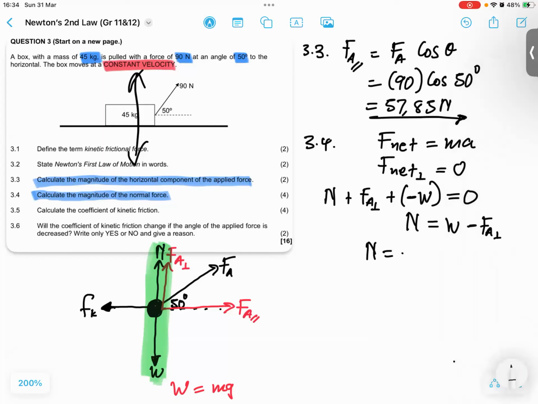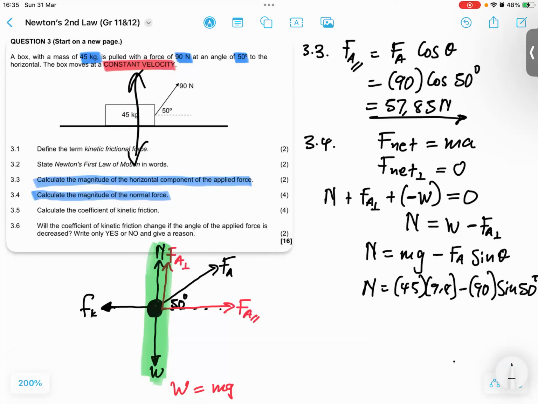Okay, so this is mg, and then minus the applied force, the perpendicular component of the applied force will now be F applied force sine of theta. So when we substitute everything here, the normal force is going to be the mass of the object, which is 45, multiplied by 9.8, because that is our gravitational acceleration, and then minus the applied force. The applied force is what? Is 90. So we substitute applied force, and then sine of the angle, which is 50 degrees, right?